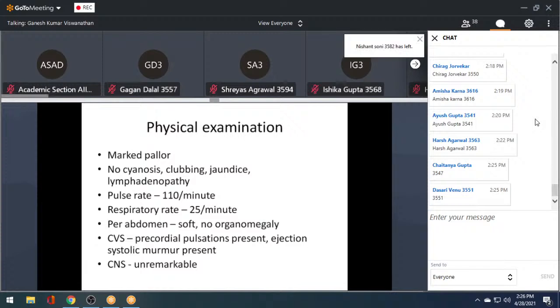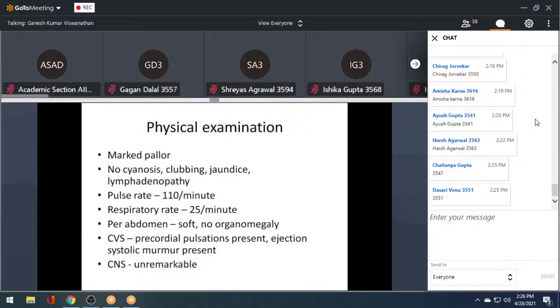And other causes of red blood cell destruction, hemolytic anemias, for example autoimmune hemolytic anemia, or thalassemias, especially beta thalassemias. In those conditions also, the spleen is enlarged. Again, it can be mild to moderate splenomegaly. Okay.